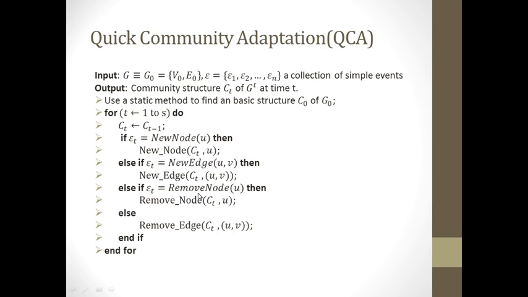Thus, this method doesn't actually calculate the community structure from scratch for any network change. It just uses the previously calculated community structure and updates it. And thus, it is very efficient and consumes less time.